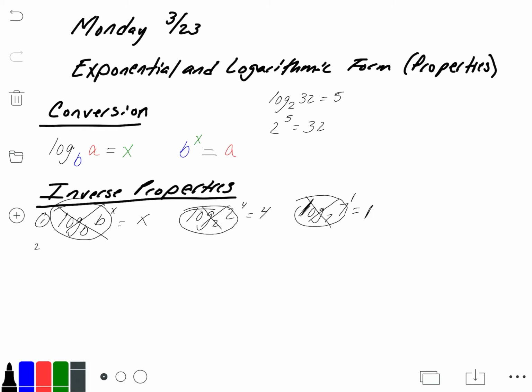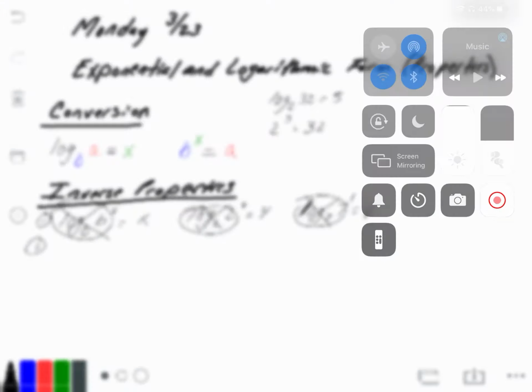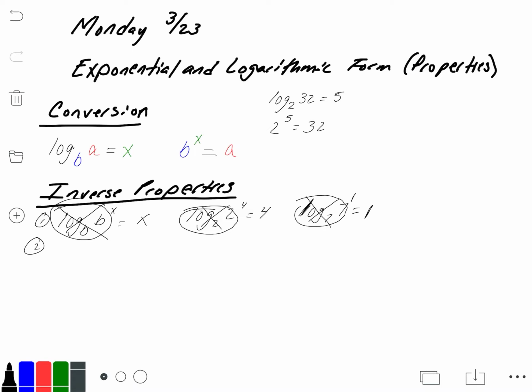So our second inverse property, let me check to make sure we're still recording. We are good. Our second inverse property looks something like this. b to the power of log base b of x, that also equals x. And the reason is the base b and the log base b and the exponent are allowed to cancel each other out as well. So this might come up as 8 to the power of log base 8 of 4. You can type this in your calculator and it's going to output a number. But these are going to cancel each other out, just leaving you with 4.